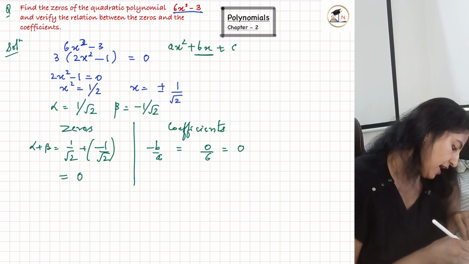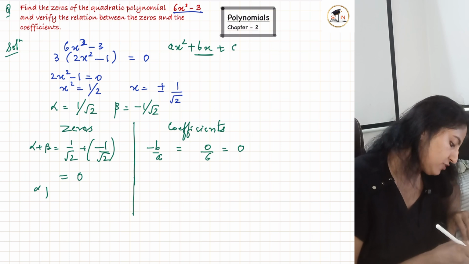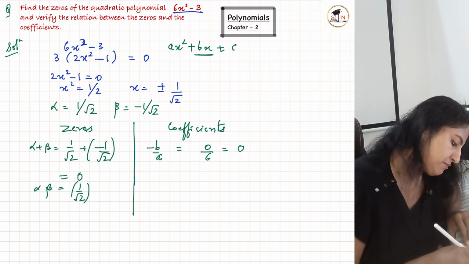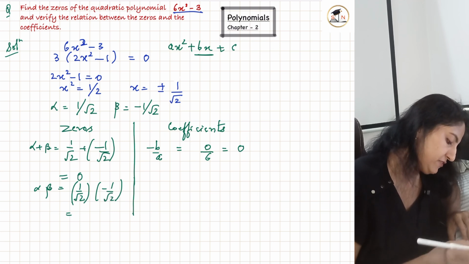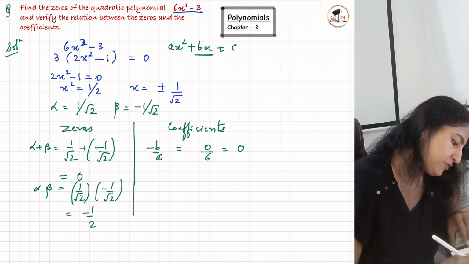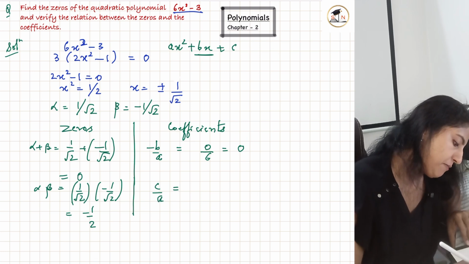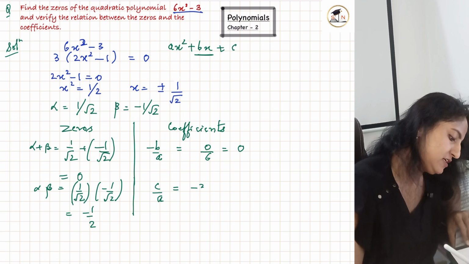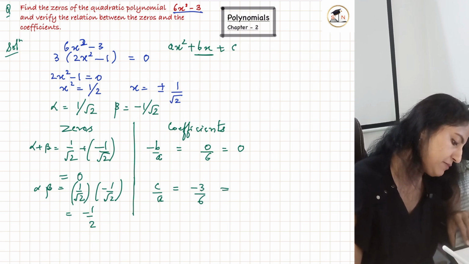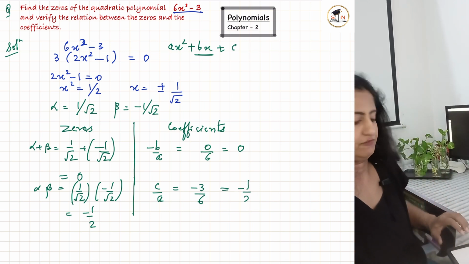Now the next thing, alpha beta. The product of 1 by root 2 and minus 1 by root 2 is going to be negative half. On the other side, the product is c over a. So let's substitute the values. We get minus 3 over 6. Again, we have got the same answer as negative half.